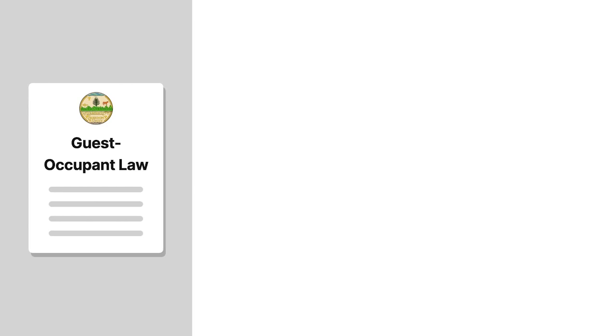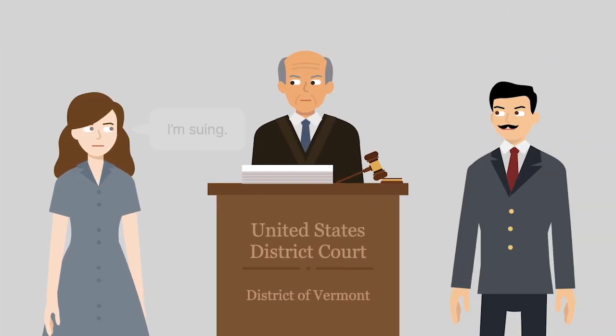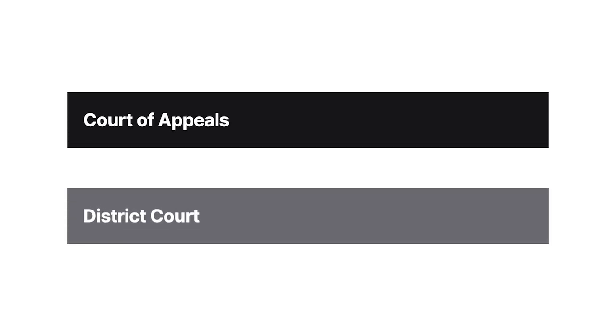Vermont's guest occupant law provided that a driver wasn't liable for a passenger's injuries unless the driver acted with gross or willful negligence. Conway sued O'Brien in a federal court diversity action. The jury found that O'Brien was grossly negligent. O'Brien appealed to the Second Circuit.